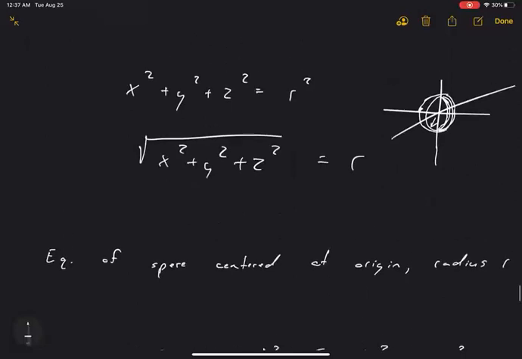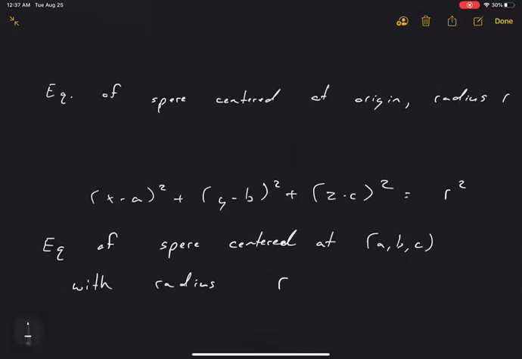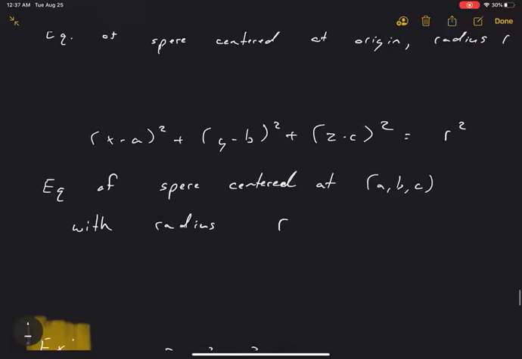Similarly, I could move the center of my sphere around. If I have (x - a) squared plus (y - b) squared plus (z - c) squared equals r squared, that's going to give me the equation of a sphere centered at the point (a, b, c) with radius r. And hopefully why that works is clear.